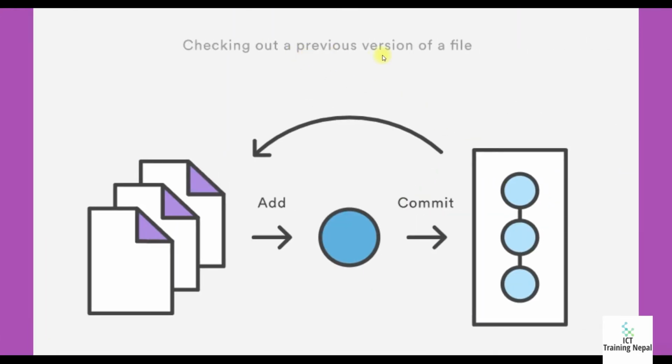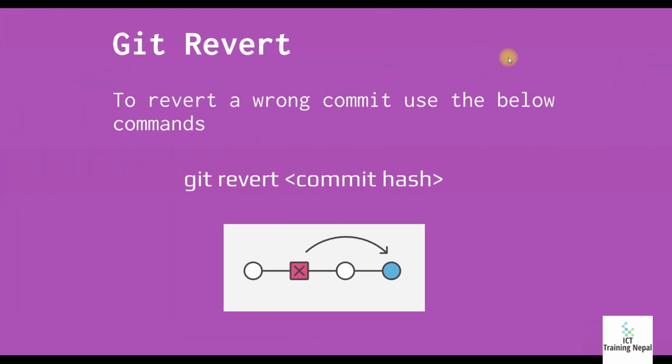So checking out of the previous version of the file, it will reverse. So revert, what does the revert mean? To revert a wrong commit, use the below command. Sometimes we commit the wrong things and it will revert, and it will go here. First of all, you went here, and there you have a revert, and you will go there.